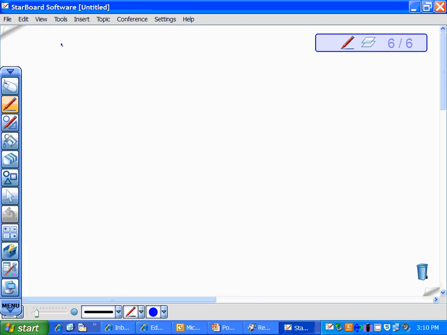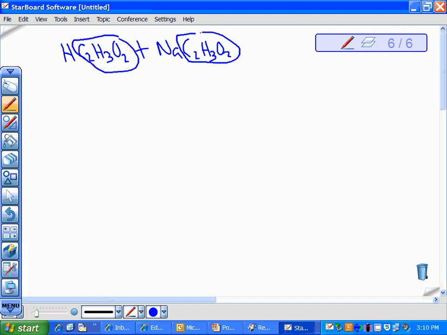First off, if I try to write an equation with these two, they're not going to chemically react with one another. The reason they're not is you can see that they have the common ion there. And if they have a common ion, they're not going to react with one another. If I try to double displace this, I'll get the same answer.